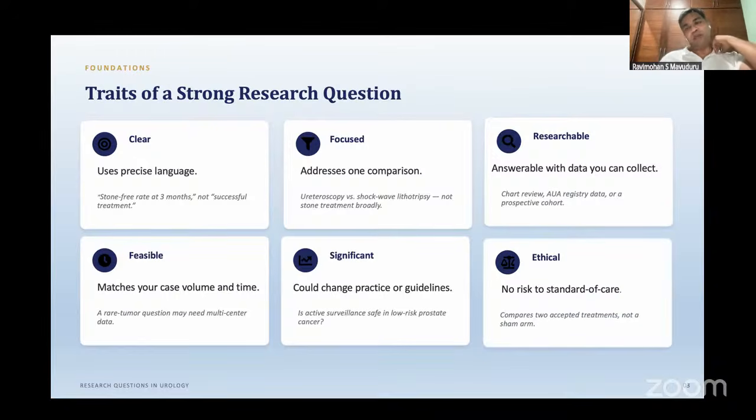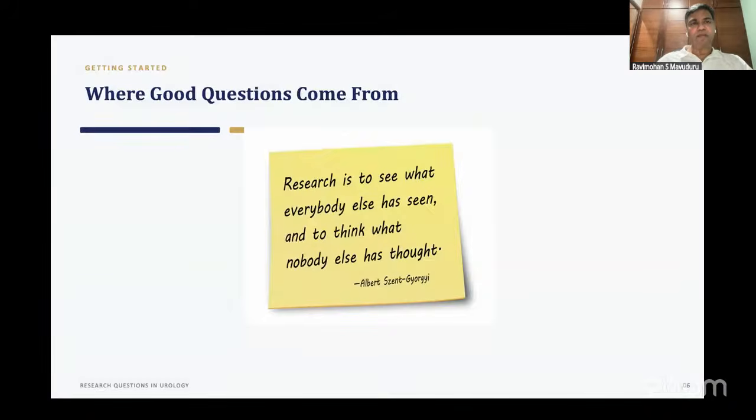And obviously, it should be ethical. When you're doing a comparative study, you cannot compare against a non-standard of care. You always have to compare a new treatment with the standard of care for that particular condition. It should always be ethical.